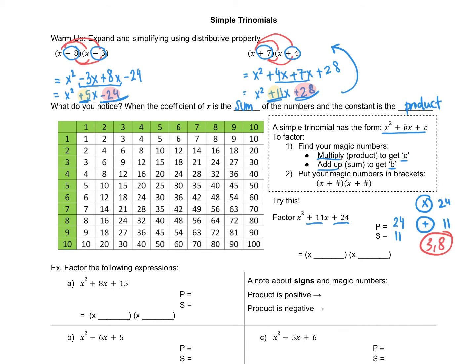And then I'll see which combination works. So 4 with 6, well, that adds up to 10. 3 and 8, that's the magic fit. So, you can use whatever method you would like. But once you find your magic numbers, we're just going to go to our brackets.